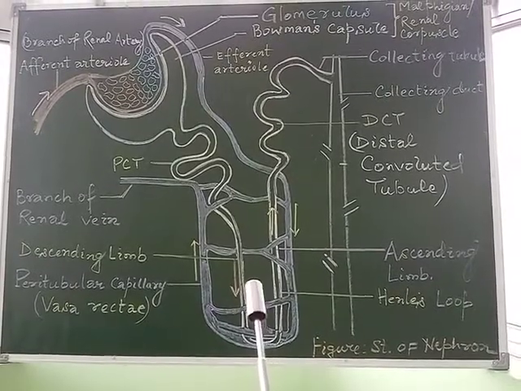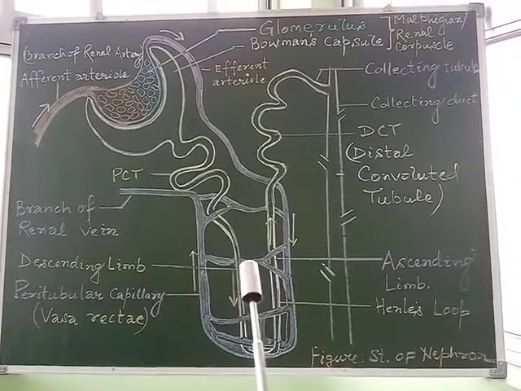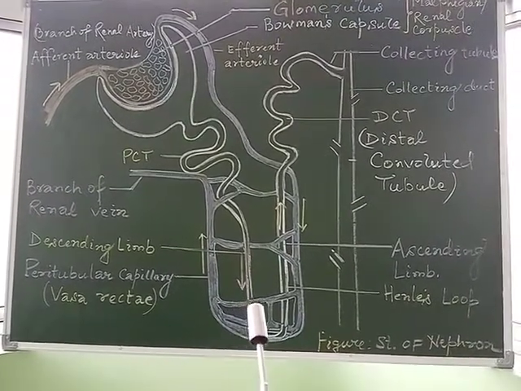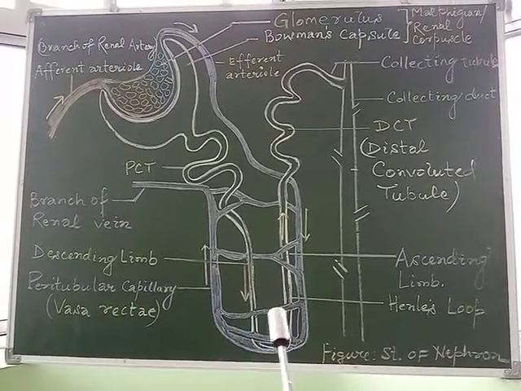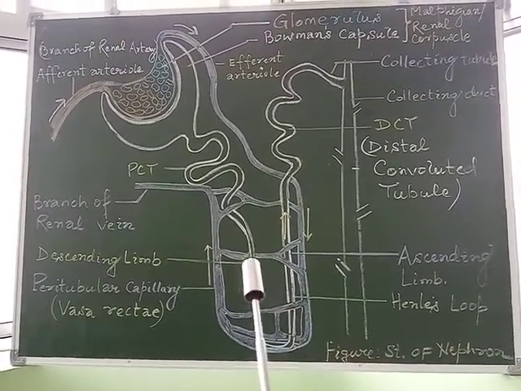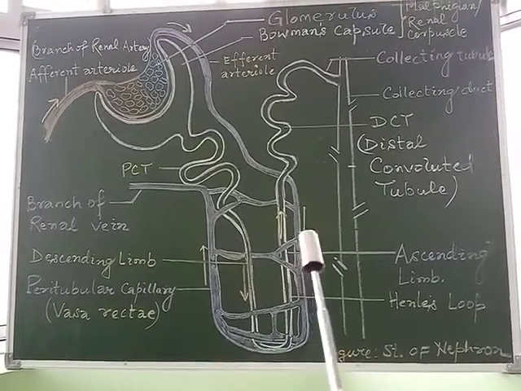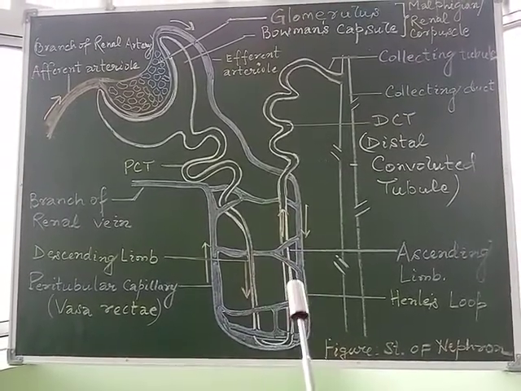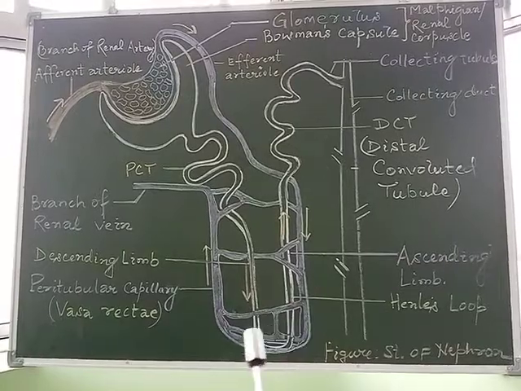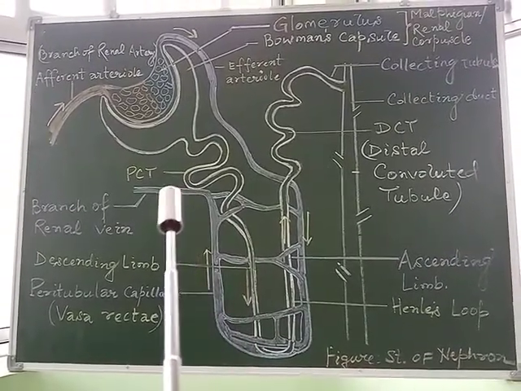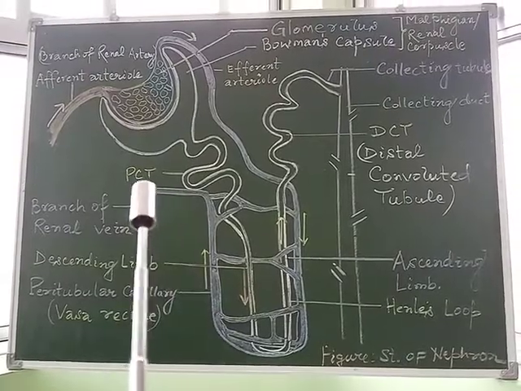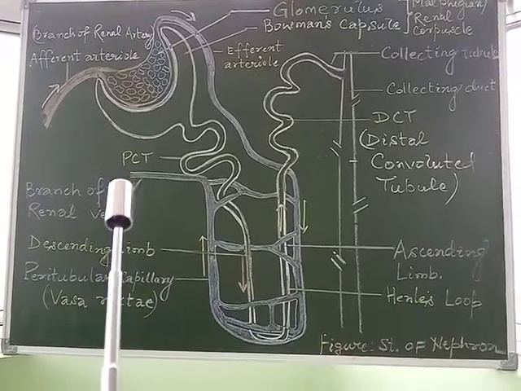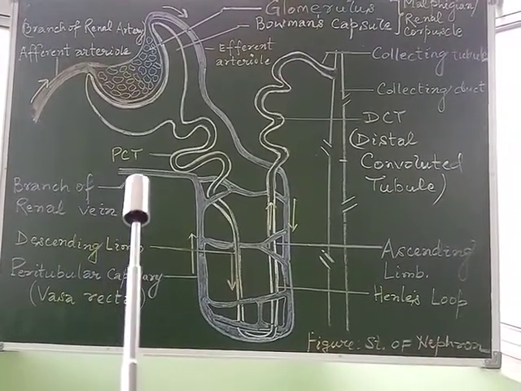For example, water, bicarbonate ions, chloride ions, and a small amount of urea. So the urine becomes concentrated due to the reabsorption of these substances within the capillary surrounding the Henle's loop, and thus the blood which is passing through this capillary finally unites to form the renal vein, and then it joins the inferior vena cava.